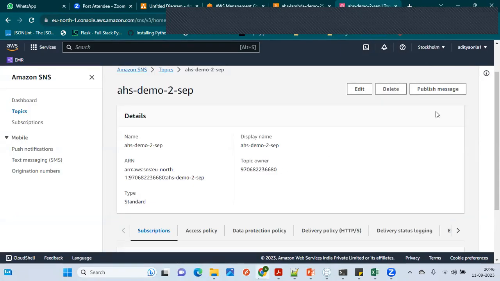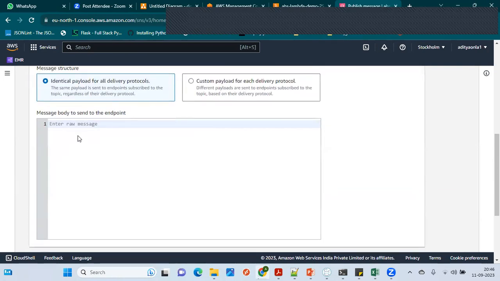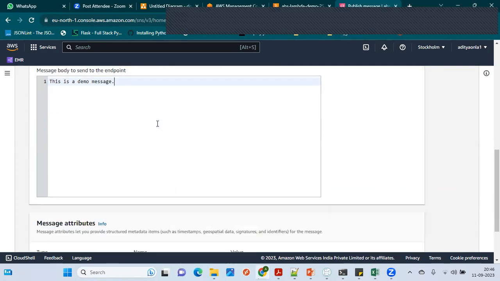This is my AWS console. Here I'm going to publish a message. I'm writing the subject for the message, and in the message I will write, this is a demo message for data engineering use case. I'm just writing a basic message here.